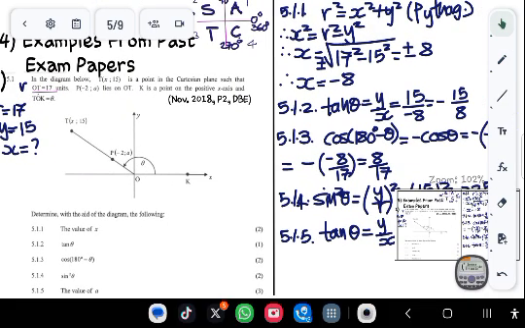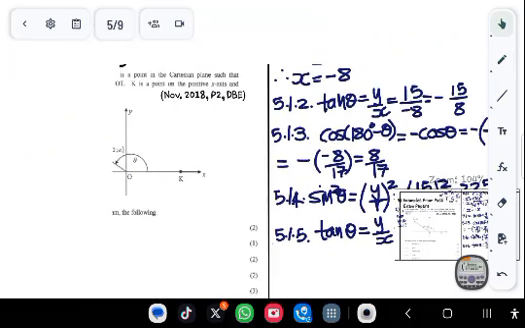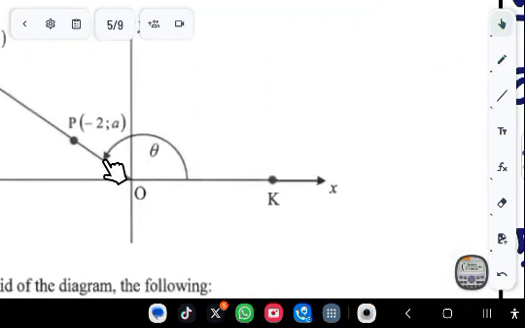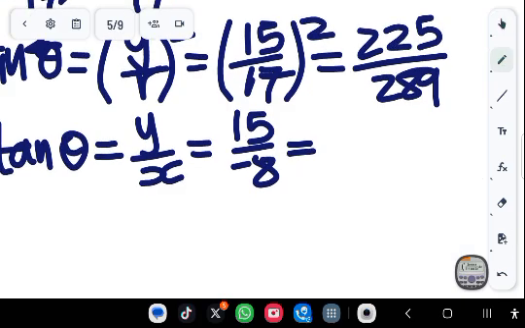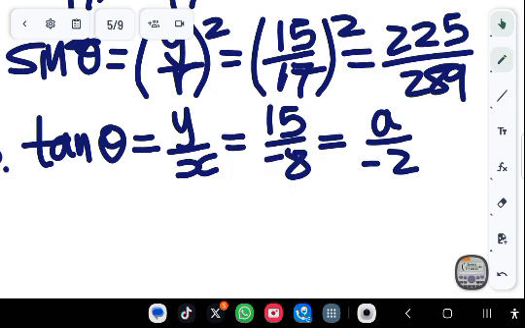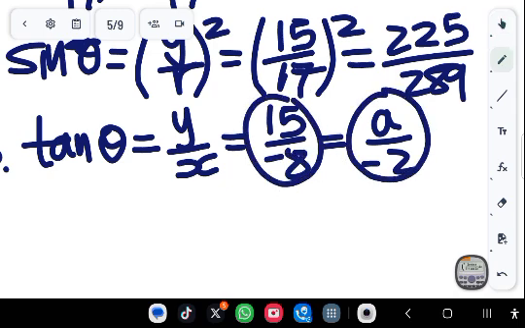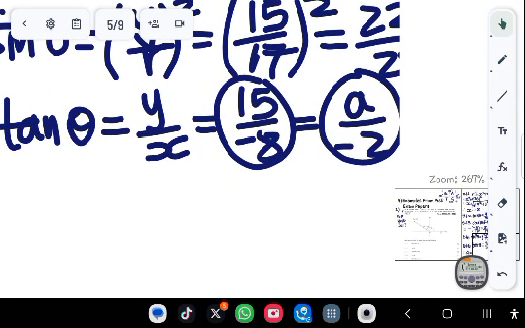Which is equal to 15 over negative 8. But that is the same tangent of theta for the same point. So it will exactly be the same number even if we used our y in this point P and the associated x. So meaning that this will be equal to y is a over x is negative 2. That's what it means. So therefore now you've got these two equated. So now we use that to find a. Therefore a will simply be equal to cross multiply.